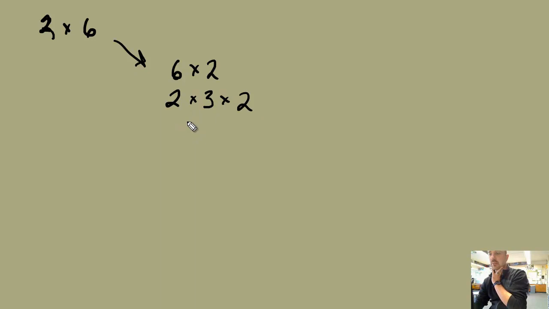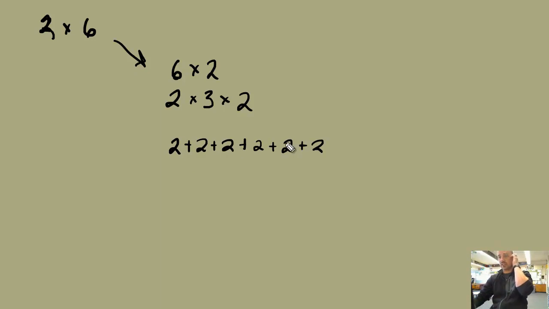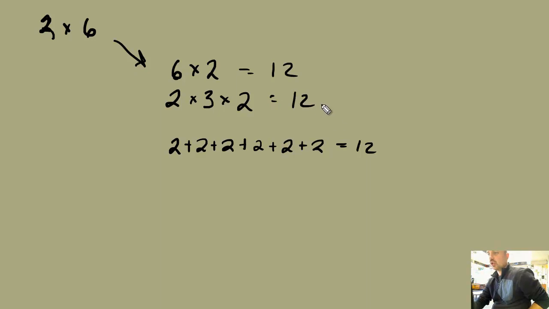I could also show it as being repeated addition, right? I could do 2 plus 2 plus 2, because I'm saying 2 groups of 6, or 6 groups of 2: 2 plus 2 plus 2 plus 2 plus 2 plus 2, right? 1, 2, 3, 4, 5, 6. And if I total those up, that would be 2, 4, 6, 8, 10, 12, or that would equal 12. And 6 times 2, well, that's 12. And 2 times 3, well, that's 6 times 2 is 12. So all of those are the same.